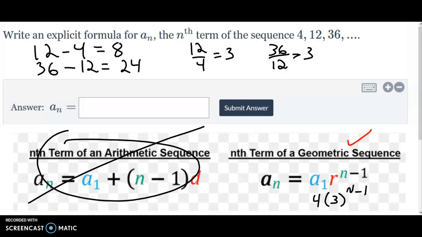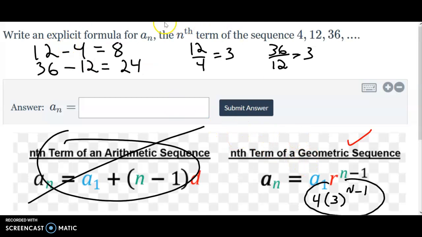All right, so now we're going to plug in those values. Okay, we're going to make your formula look like this. And we plug in the first term here, which is 4, for a sub 1, and plug in the common ratio, 3, here. And then we're just going to type that in right here.